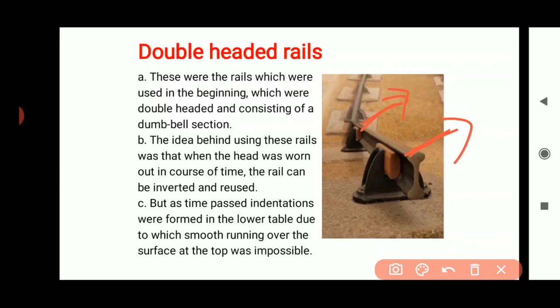That means if there will be some wear and tear and it will wear out, then we can invert this rail section. Okay, we can invert this rail. Then we can use this foot as the head. So when we invert the rail, the foot will work as the head and the head will work as the foot.